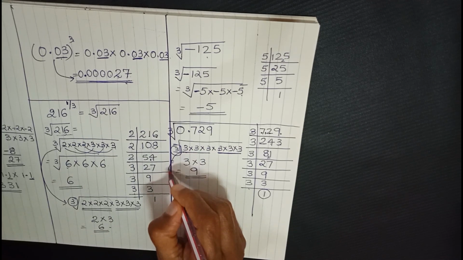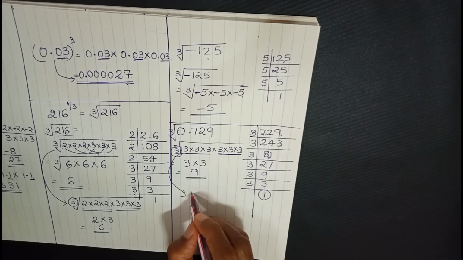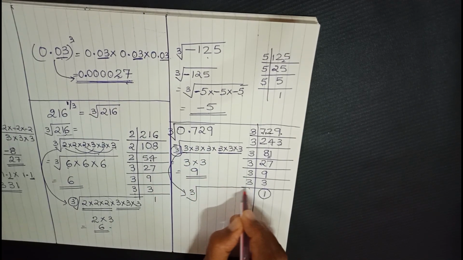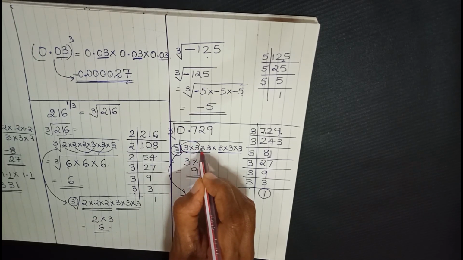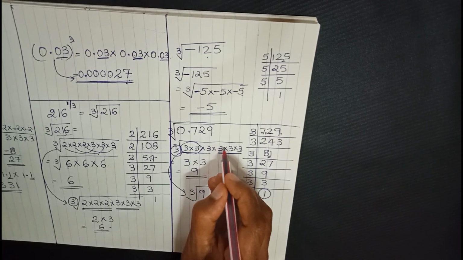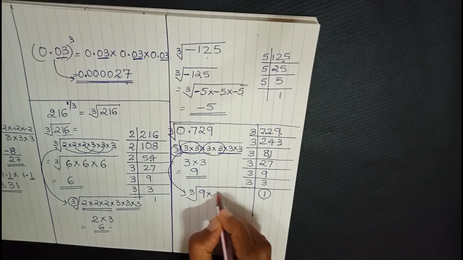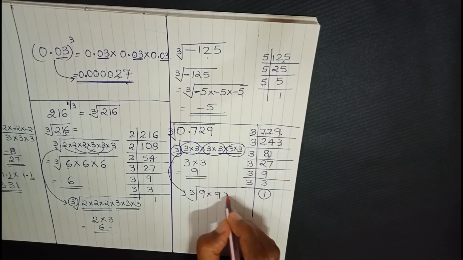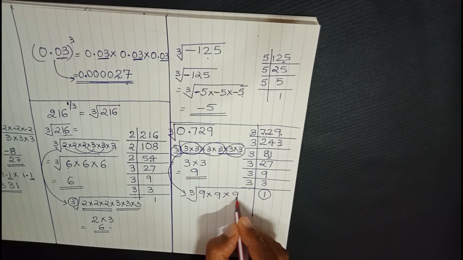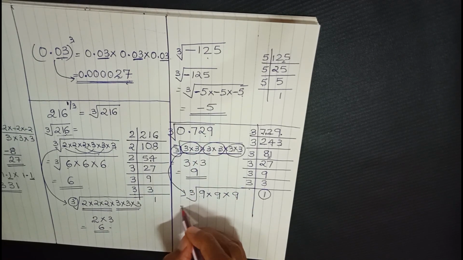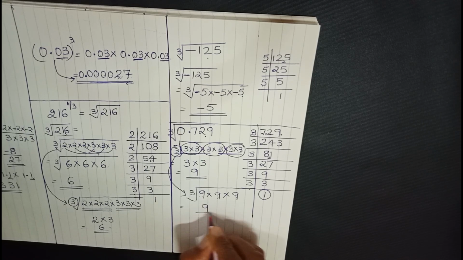Or I have shown you the other method. We should make it into only 3 numbers. So how do I make it into 3 numbers? This I multiply and make it 9. This I multiply and make it 9. And this also I multiply and make it 9. So you can see I have 9 three times. 9 nines are 81. 81 nines are 729. Right? So I got my answer 9.